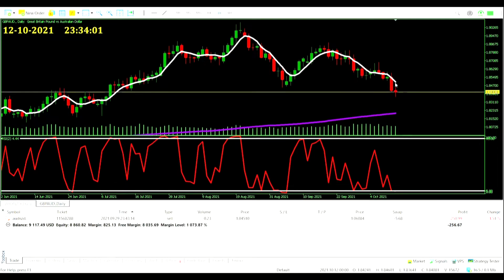Signal comes on the pound Australian dollar, but because we're already in this Australian dollar trade, we can't take it. We'd be going in favor of the pound against the Aussie dollar. We're already against the Aussie dollar. Let's not go mad with our risk.